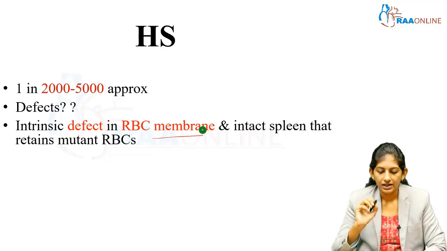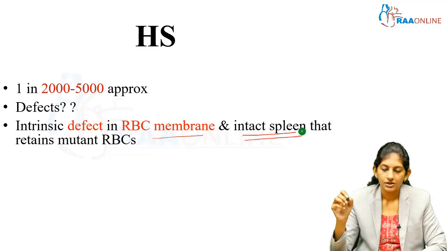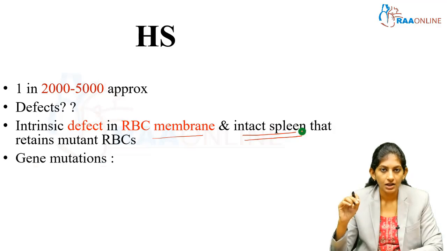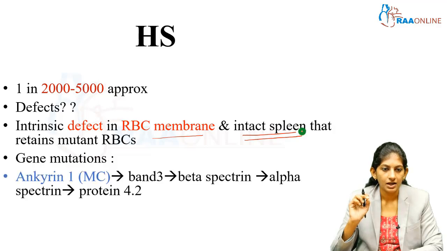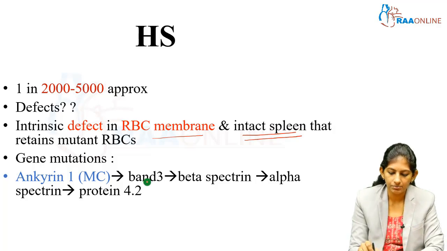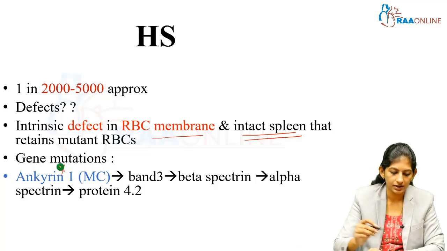Also, in hereditary spherocytosis, the spleen is intact, so that will retain all the mutant RBCs and it will give rise to splenomegaly and a hypersplenism-like picture. What are the gene mutations? This is repetitively asked in many MCQs. The most common gene mutation is ankyrin, followed by band 3, beta spectrin, alpha spectrin and protein 4.2. The most common one is ankyrin.